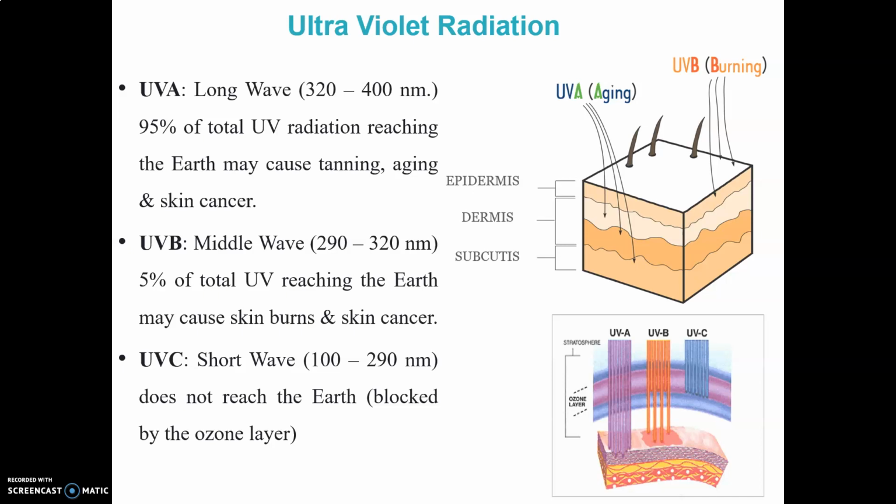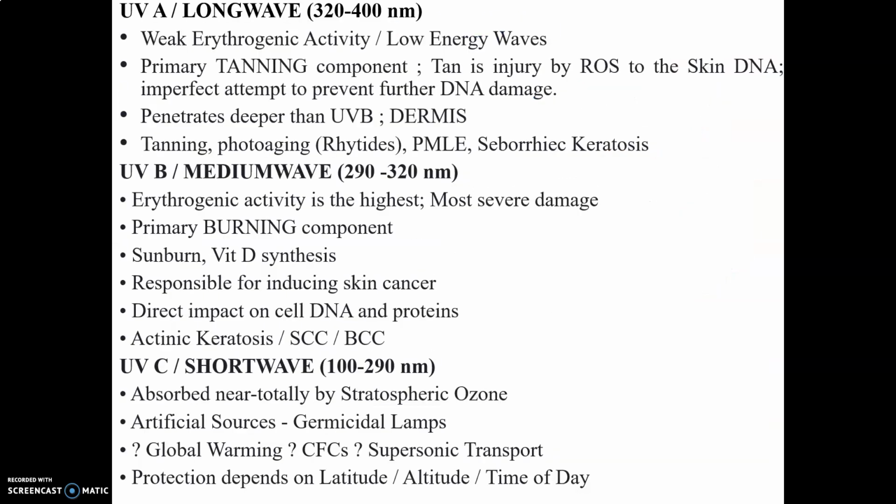UVA are long waves. Their range is around 320 to 400 nanometers. About 95% of the total UV radiation reaching the earth is UVA, and it may cause tanning, aging and skin cancer. UVB, generally called the middle wave, has a range of 290 to 320 nanometers, and around 5% of the total UV radiation reaching the earth is UVB, which may cause skin burn and skin cancer. UVC, generally short waves, has a range of around 100 to 290 nanometers, and it does not reach the earth as it is blocked by the ozone layer.